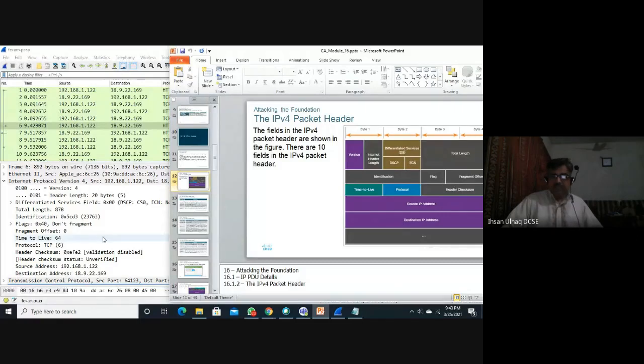So after this, we have the fragment offset 0, time to live 64, protocol 6. This number 6 means that above this IP, the protocol to which this data will be given is TCP, not UDP, not ICMP. So this is the protocol. Then is the header checksum. So here is the header checksum. Then is the source address and destination IP address.